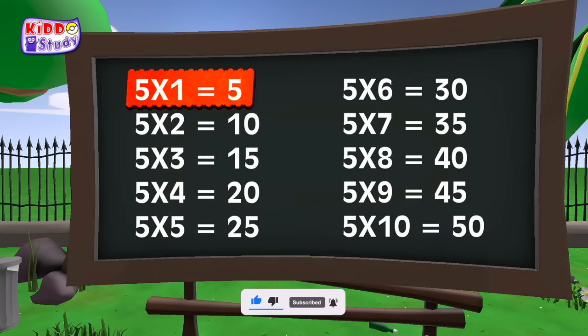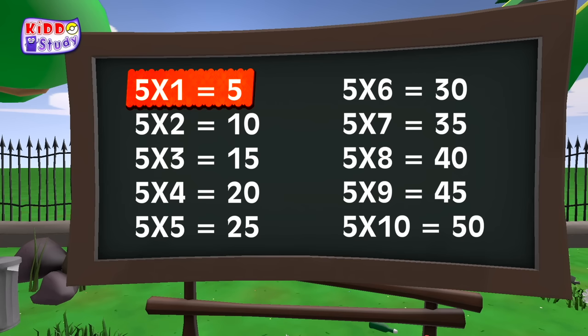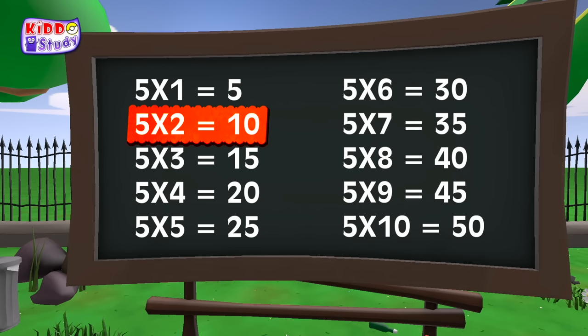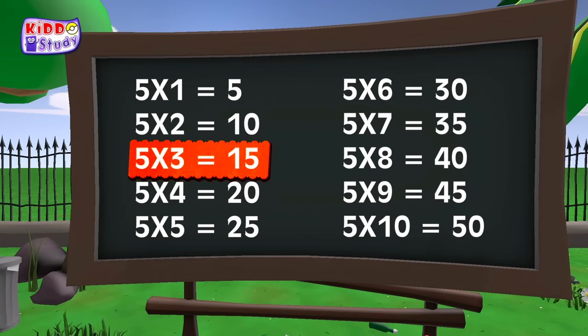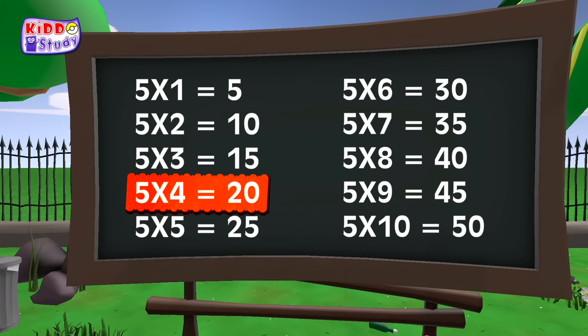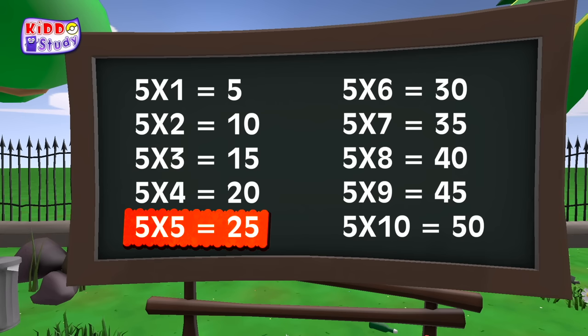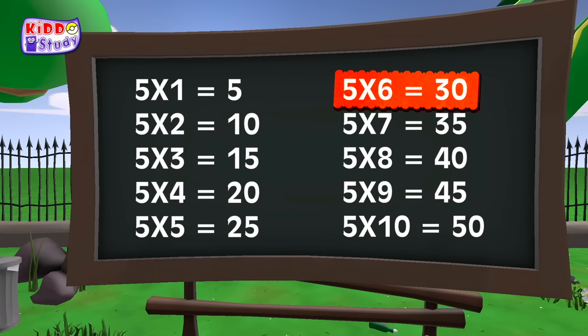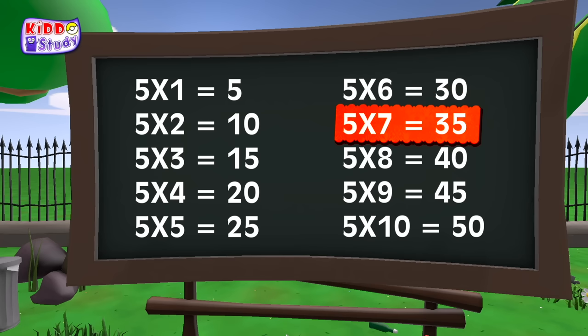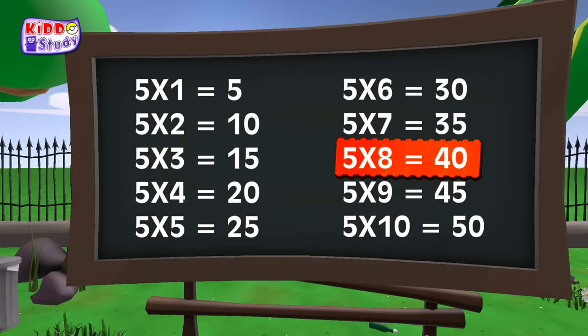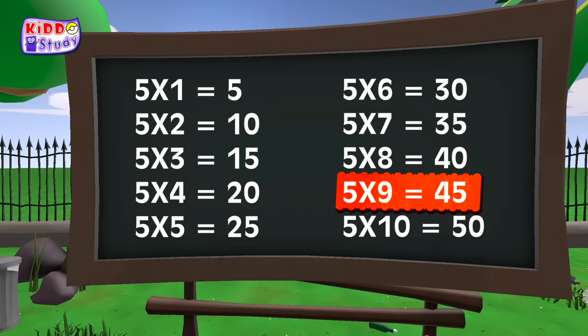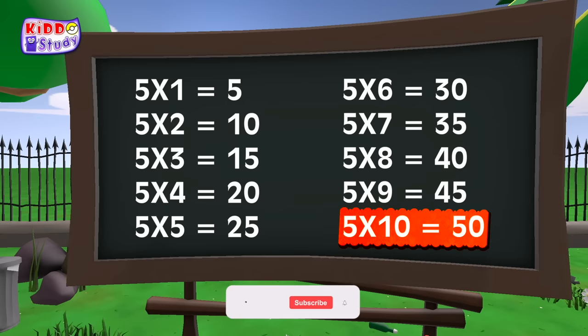Once again, children. 5 ones are 5. 5 twos are 10. 5 threes are 15. 5 fours are 20. 5 fives are 25. 5 sixes are 30. 5 sevens are 35. 5 eights are 40. 5 nines are 45. 5 tens are 50.